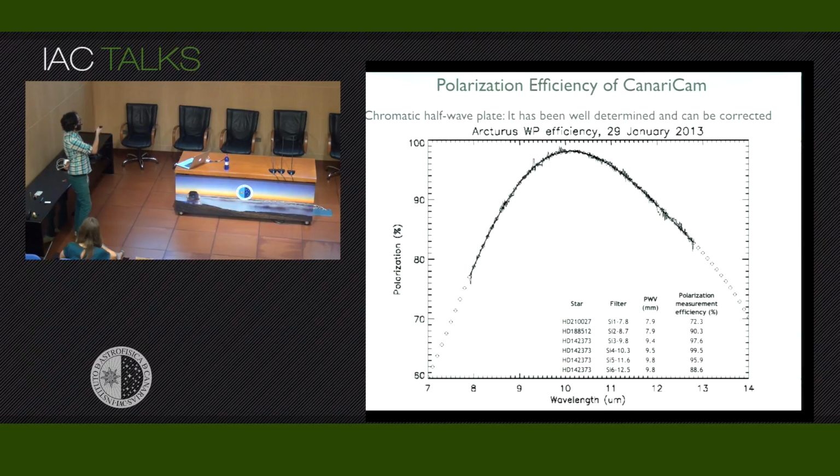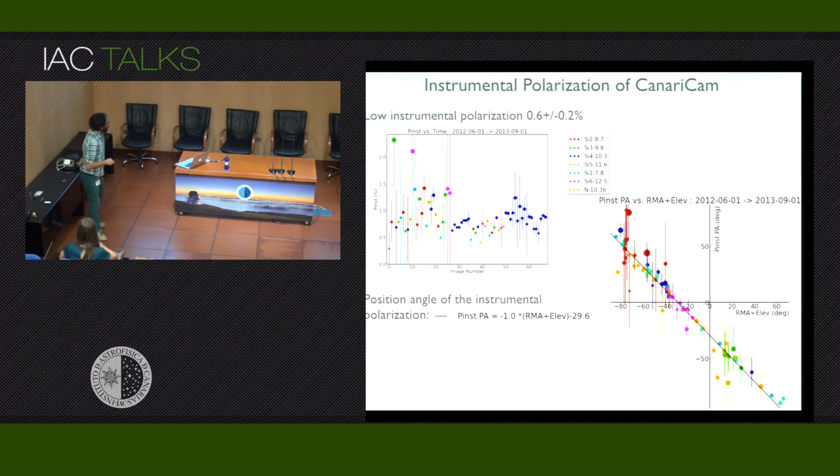Because we know this efficiency, if you observe, for example, in the filter of 10.3 microns, and you are expecting 100%, you get 99.5%, you do the correction, and you obtain the final degree of polarization that is expected to be observed. The instrumental polarization is very low, and it's very well determined.